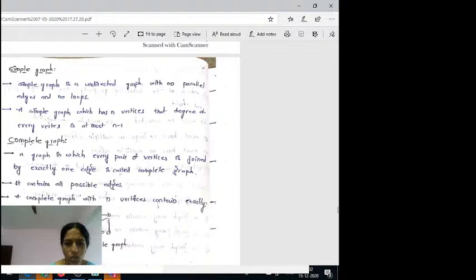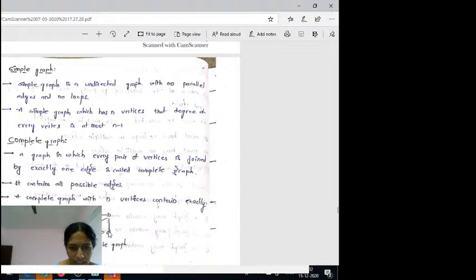And what is the degree of each and every vertex in a simple graph? Every vertex degree in a simple graph is at most n minus 1. Maximum n minus 1, minimum is 0. That means suppose you can observe here, this is the figure. In this case 1, 2, 3. The degree of this vertex is 3. The degree of this vertex is also 3. Suppose there is no edge from A to D. In that case the degree of this vertex is 2.